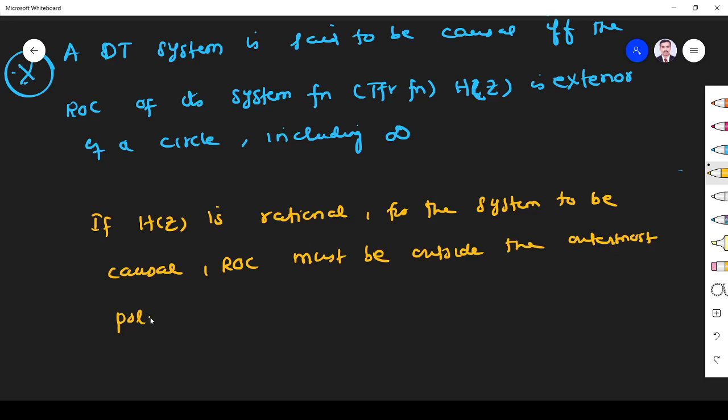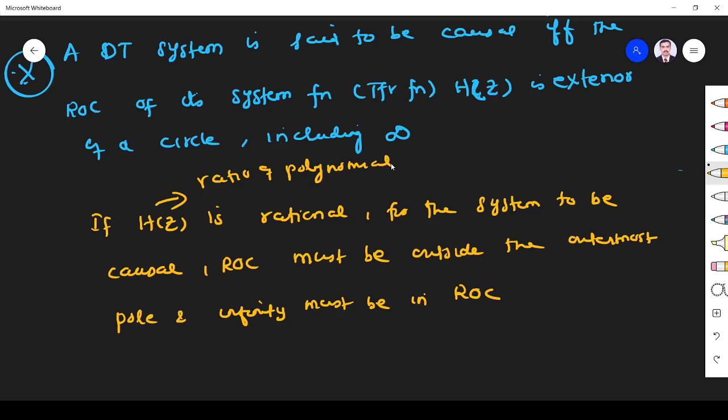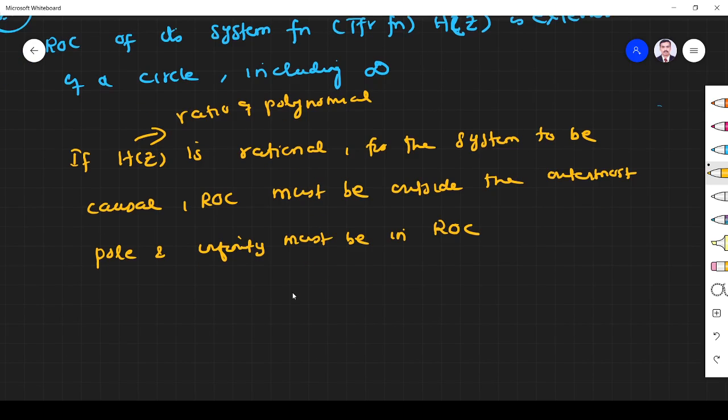And infinity must be in the ROC, right? Rational function means a ratio of polynomials. So you see, the ROC should be outside the outermost pole and infinity must be in the ROC, right? So we know already infinity must be in the ROC for a causal system.